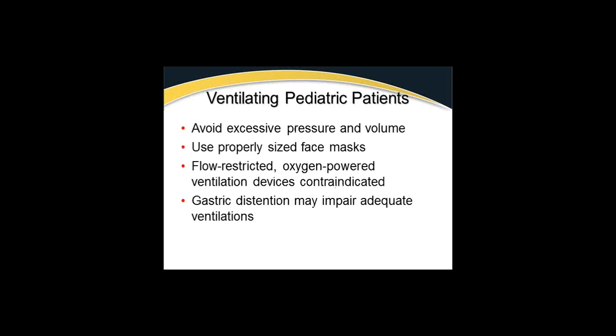Ventilating the pediatric patient, we've talked about this before. Pad underneath the shoulders to put the airway in alignment. Avoid excessive pressures and volumes. High pressures will blow lungs out. It happens all the time on kids. Use a properly sized face mask. Don't try to use an adult if you've got a kid one available. Do not use the demand valve on them. And gastric distension is easy. It occurs very quickly in kids.